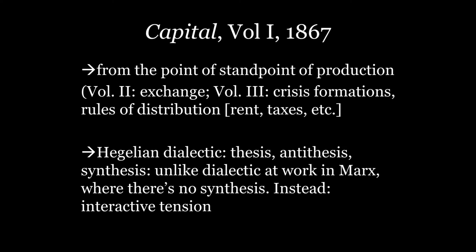And what Marx does in Capital Volume 1, which is the only volume that we'll be looking at in this module, is that he actually works backwards. The first volume is about production. It's written from the standpoint of production, whereas Volume 2, as you can see on the slide, is about exchange. Volume 3 is about crisis formation and rules of distribution. He never finished that third volume. So what Marx does in Volume 1 of Capital is, as I said, go backwards. He begins with a very simple idea, the idea of the commodity, in order to think backwards through the production process.